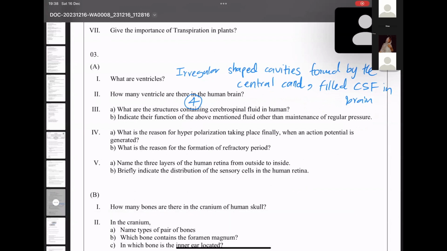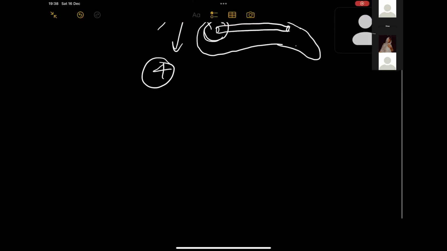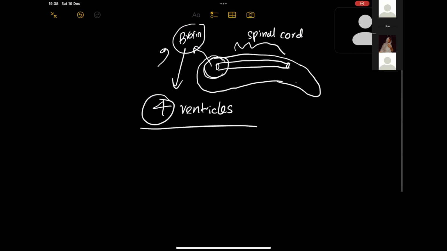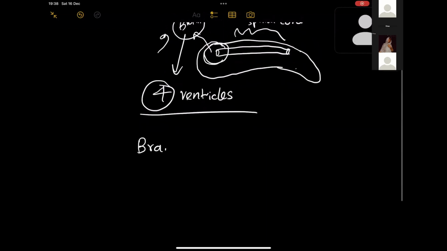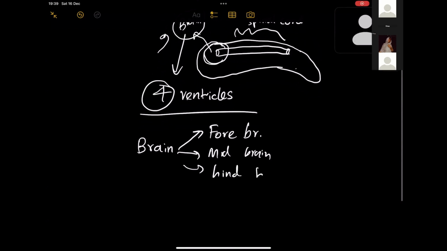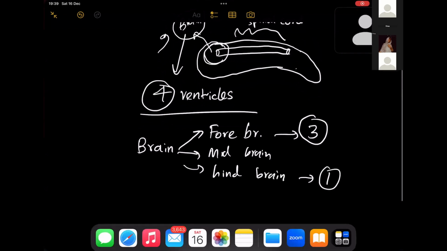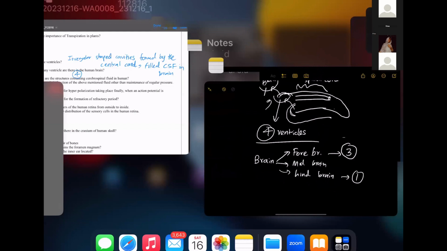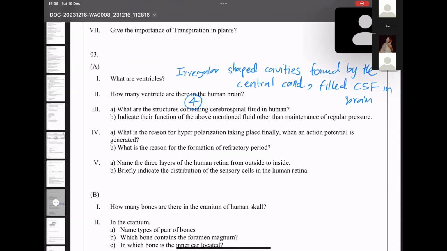When we talk about the brain, the brain has 4 ventricles. To look at how the ventricles are distributed, first let's look at what the brain consists of. The brain consists of the forebrain, the midbrain, and the hindbrain. So how are these ventricles distributed? 3 ventricles go to the forebrain, 1 ventricle goes to the hindbrain. So remember that also.